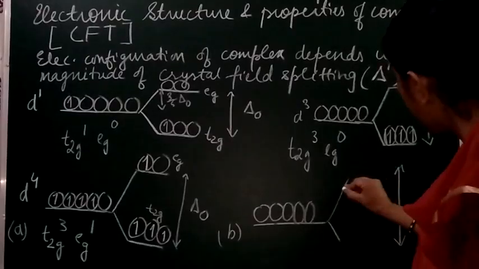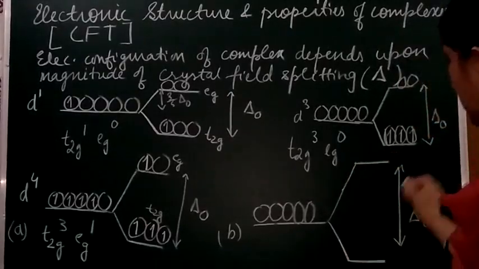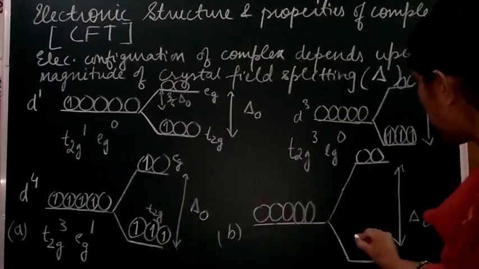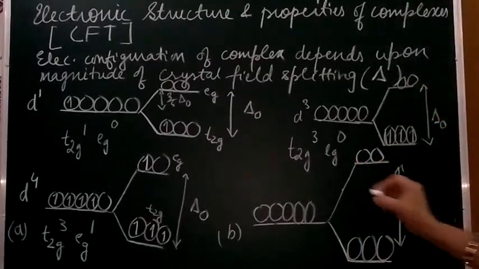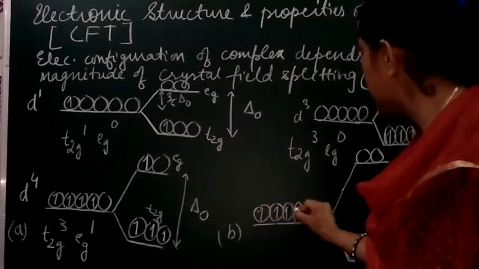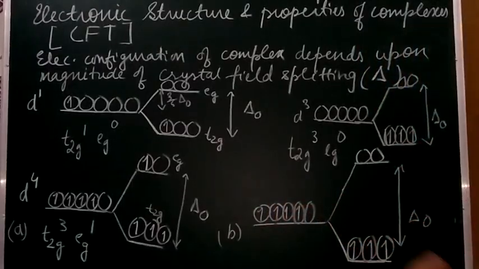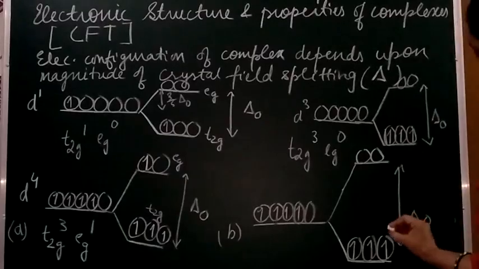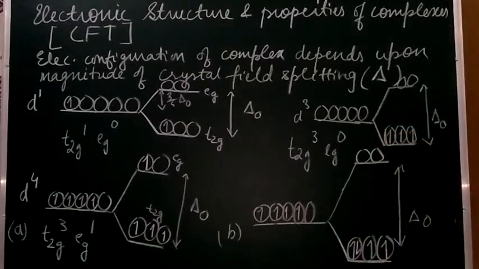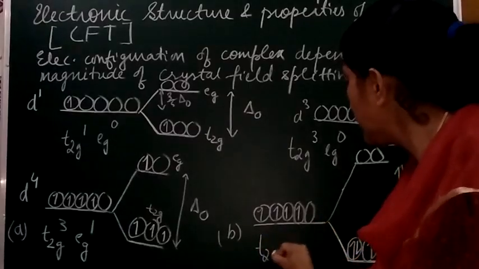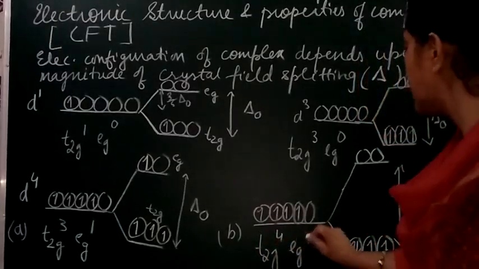To get the thing clear, just by seeing the diagram only, you can predict what will happen here and why it will take place. So here we have 4 electrons. Case 2 is that, after 1, 2, 3, instead of going to EG, the fourth electron will just get paired up. So students, that time the configuration of the complex will be T2G4 and EG0.